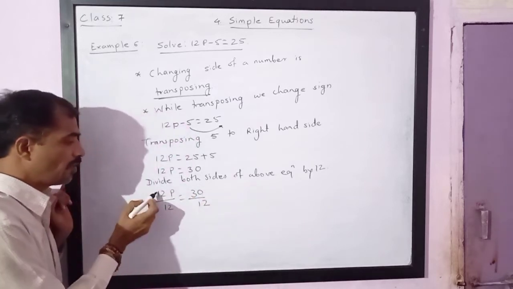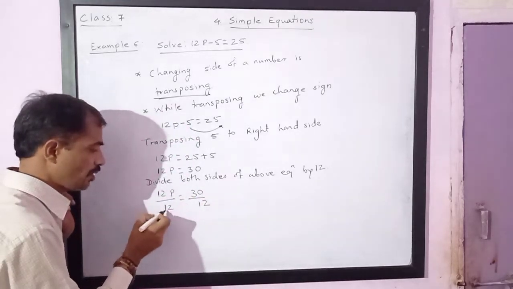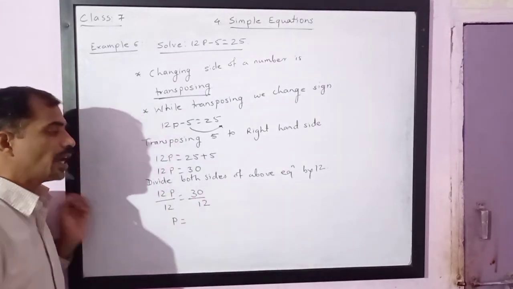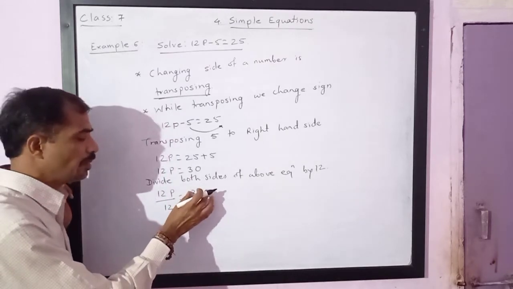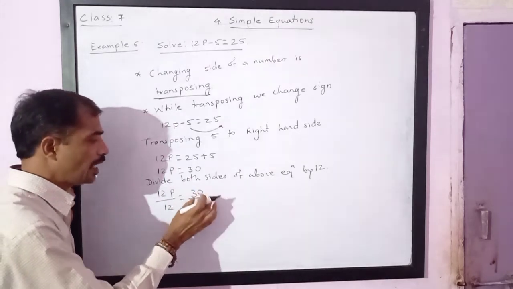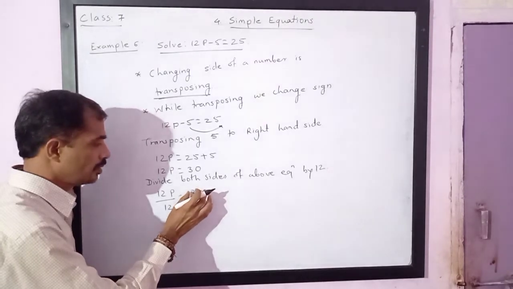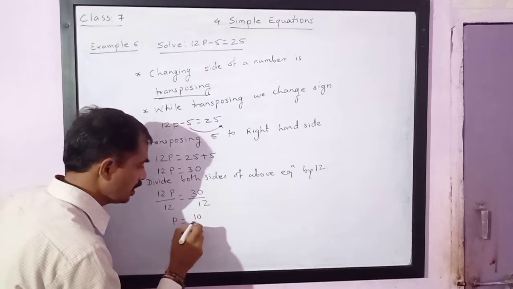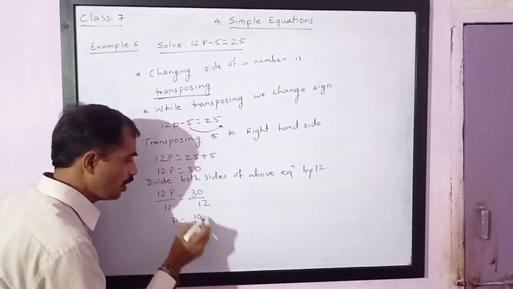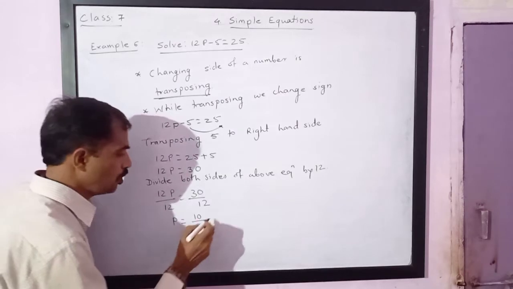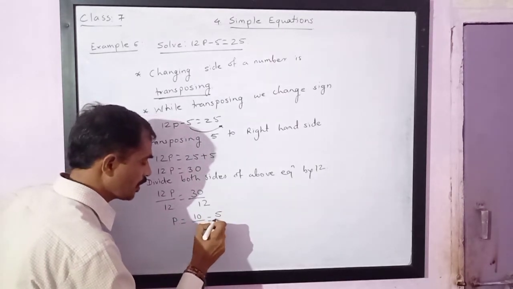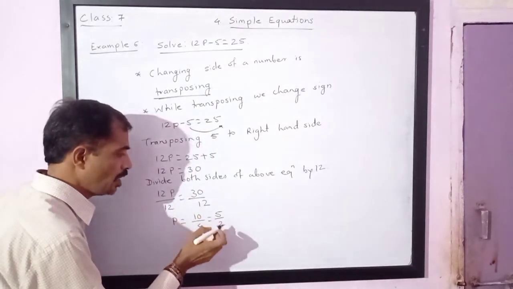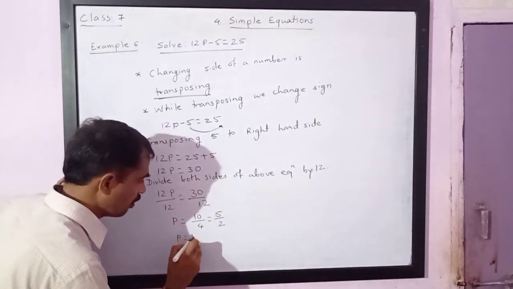Now, this is reducible. 12 ones are 12, 12 ones are 12. So, it means to the left hand side we will have only p, and to the right hand side, this number is reducible by, first let us reduce by 3. So, we will get 3 tens are 30, 3 fours are 12. Now again notice this is also reducible by 2. 2 fives are 10 and 2 twos are 4. Both must be divided by the same number. So we will get p is equal to 5 upon 2.